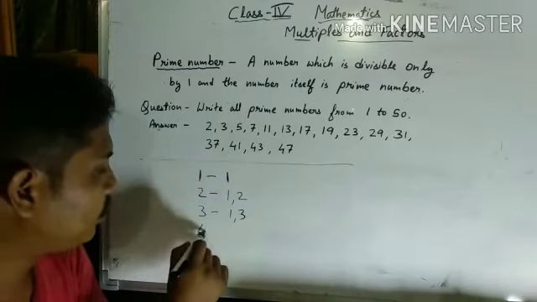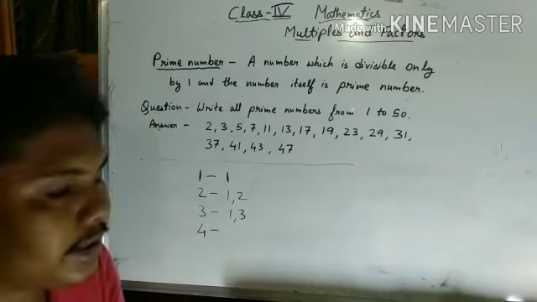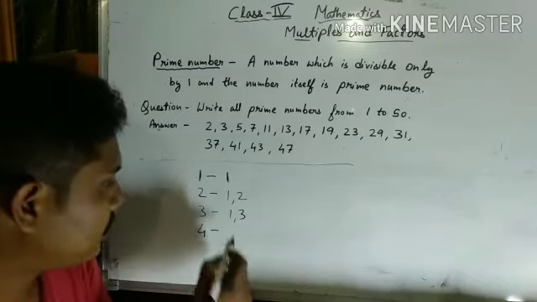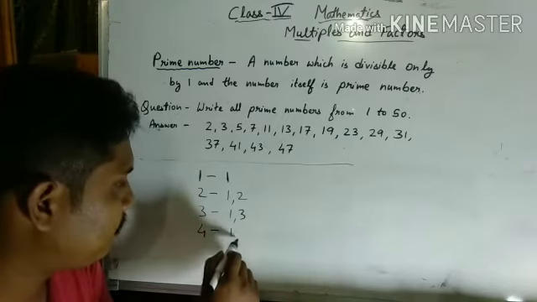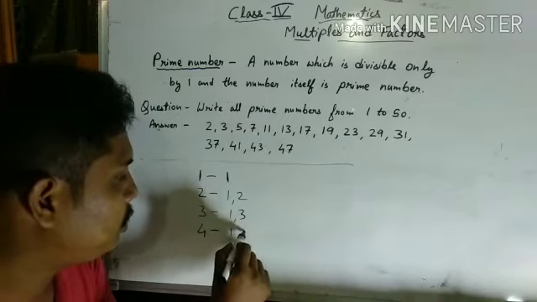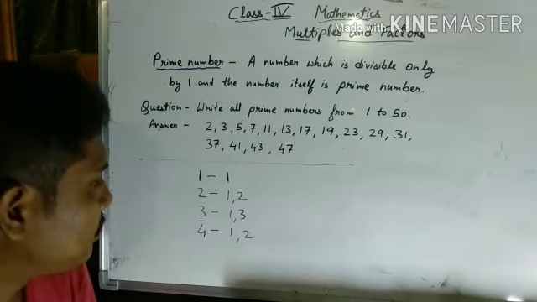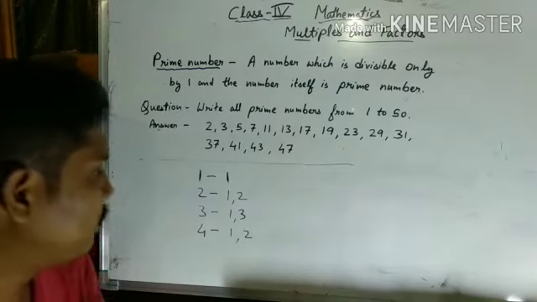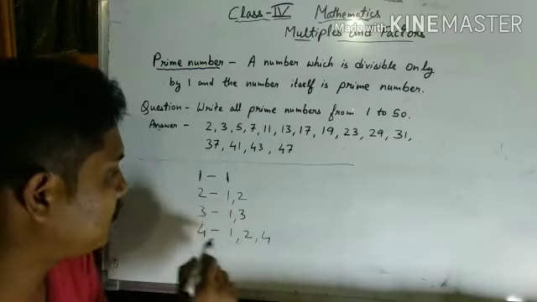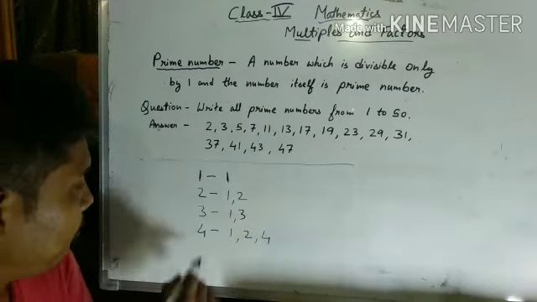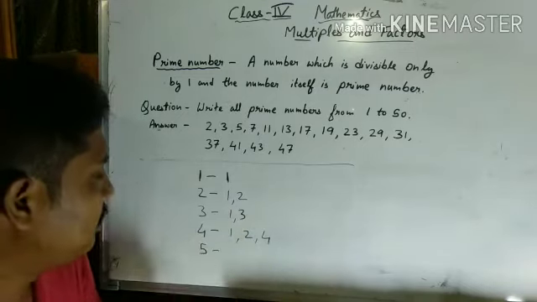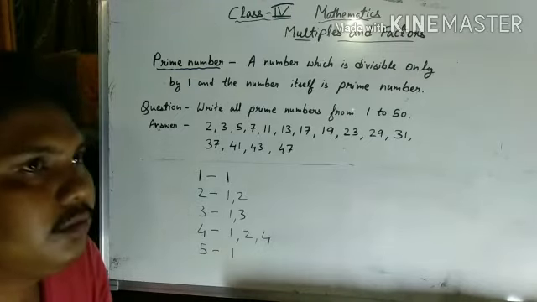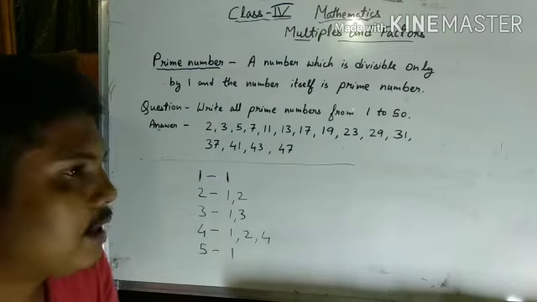Next, suppose 4. Which are the numbers that can divide 4? That means factors of 4. So factors of 4 are: 1 can divide 4, 2 can divide 4 because 2 2s are 4, but 3 cannot divide 4. 4 can divide 4, 4 1s are 4. So factors of 4 are 1, 2 and 4. Next, suppose 5. 1 can divide 5, 2 cannot divide, 3 cannot divide, 4 cannot divide, 5 can divide 5.